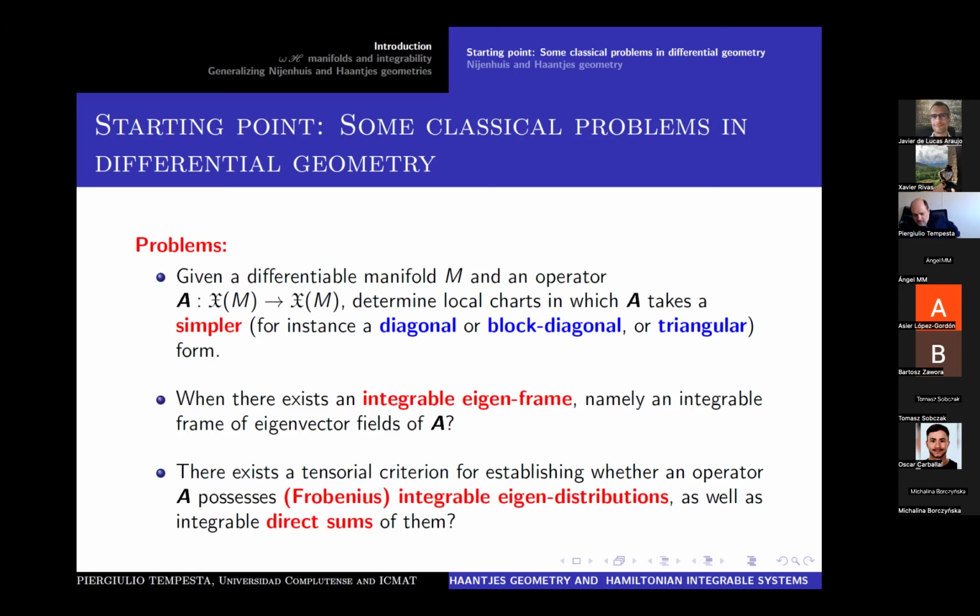Again, this is a fundamental point. There exists a tensorial criterion which allows us to determine whether an operator possesses integrable eigendistributions, but without entering the spectral properties of the operator. Meaning, is it possible to know a priori, with a criterion, if our operator is good or not, meaning it possesses integrable eigendistributions. And also we are interested in the integrability problem of the direct sums of these eigendistributions. So both questions are absolutely crucial.